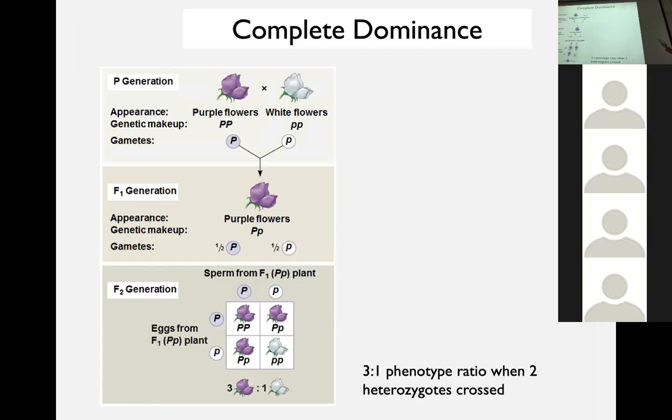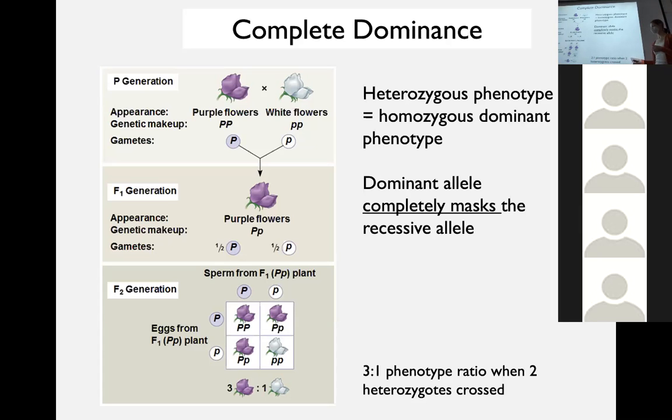So, okay, this is complete dominance. We know what happens with complete dominance. Here we have, like Shay said, the big and little letters, uppercase, lowercase. We know kind of the pattern that happens. If something is heterozygous, it looks like the dominant phenotype. It has to be homozygous recessive to look like the recessive phenotype.